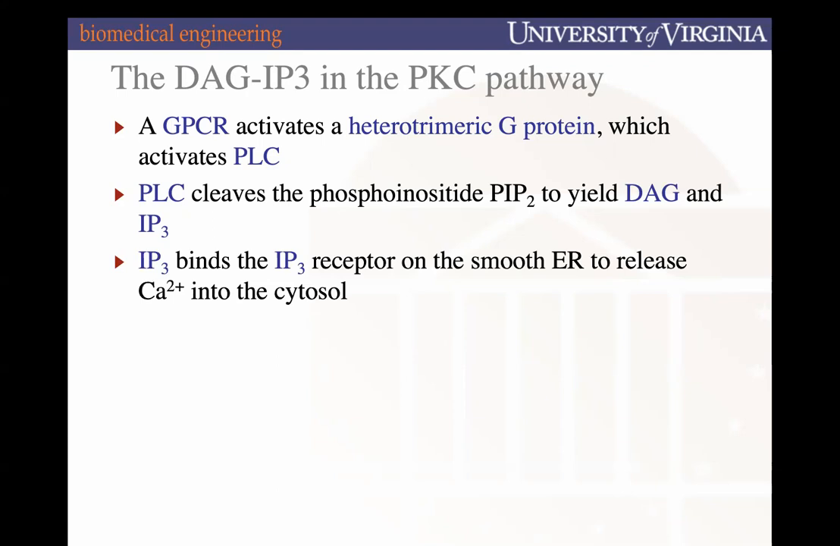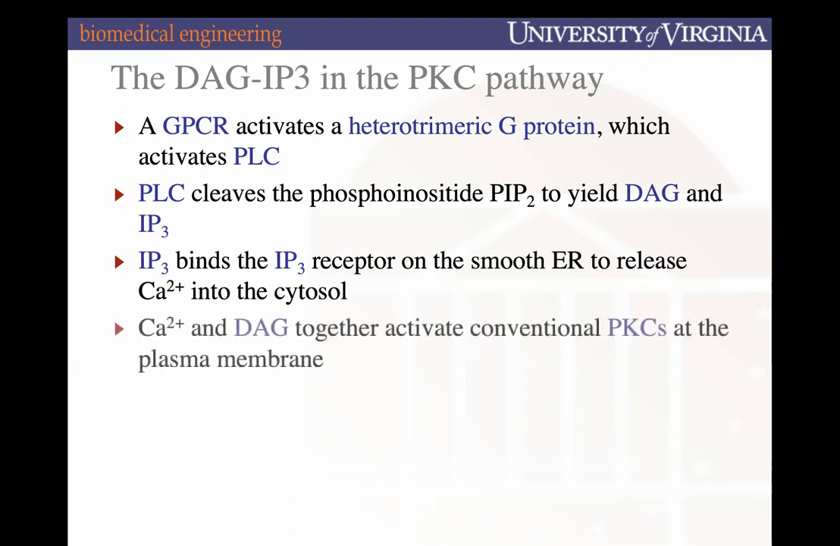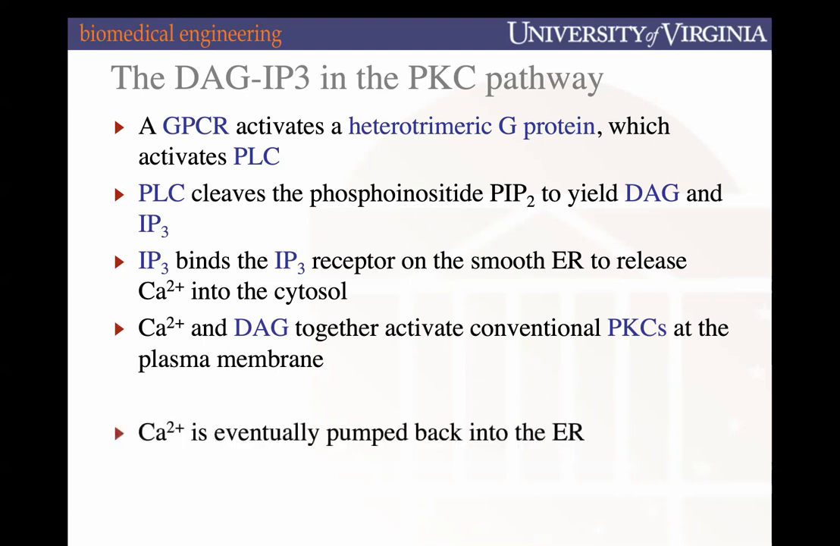To shut down or turn off this calcium release and turn off this contraction, PKC will require two-factor authorization. It will require binding to DAG on the plasma membrane, and it'll require binding to calcium once that concentration of calcium gets high enough within the cytoplasm. Once PKC is active, it'll activate pumps that are shuttling calcium back into the smooth ER to inhibit long-term contractility of that smooth muscle cell.